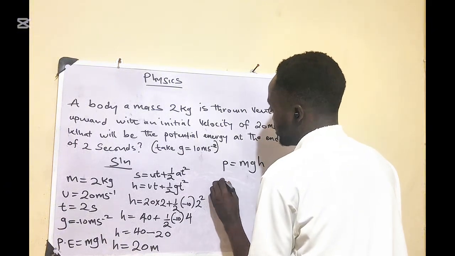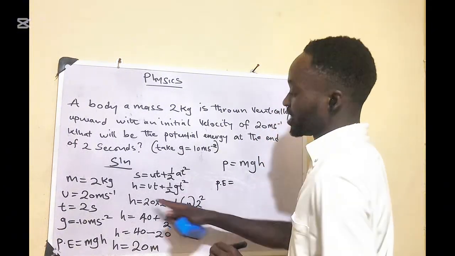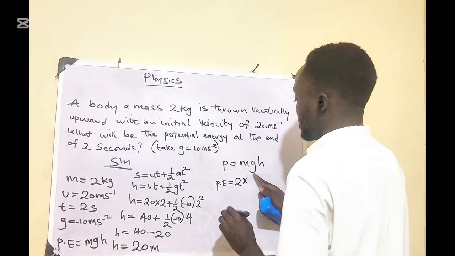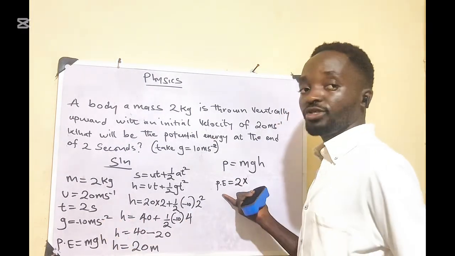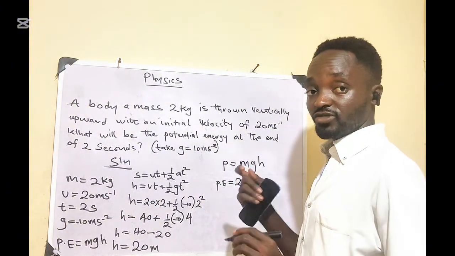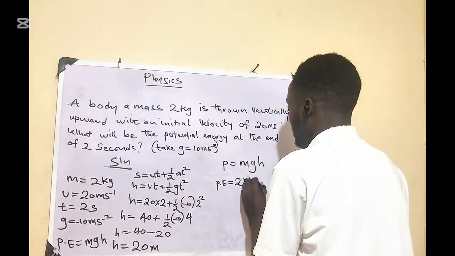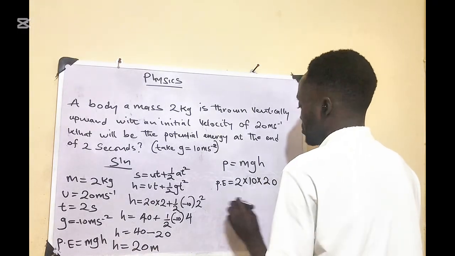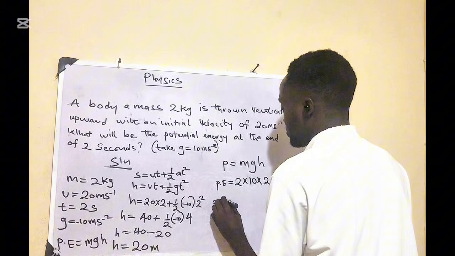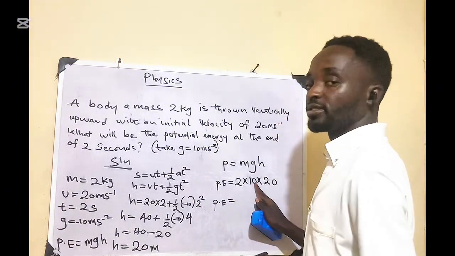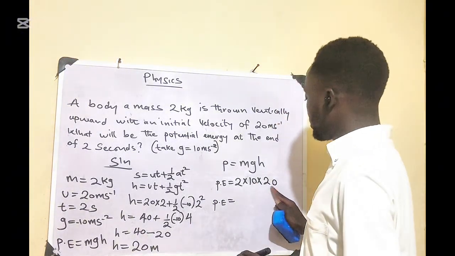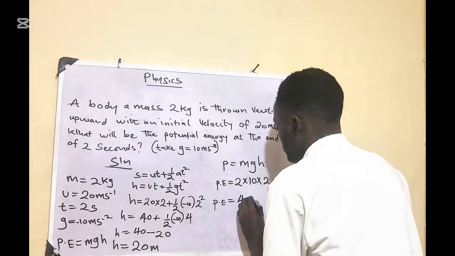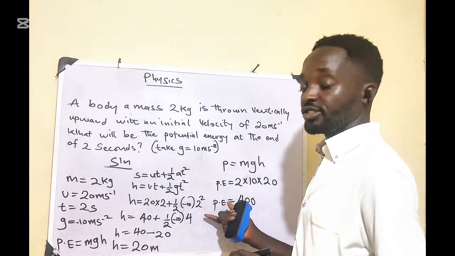So we know that the mass from the question we have been given is 2, while the value of g is 10. At this point now you don't need to put the negative sign, you can just write the g as it is, which is 10. Then times the height, our height is 20. So potential energy is going to be 2 times 10, we know is 20, then 20 times 20 is going to give us 400. And the unit of potential energy is joule.